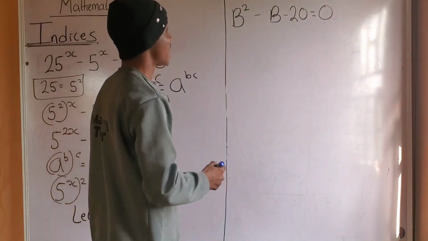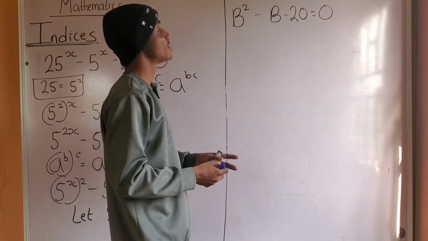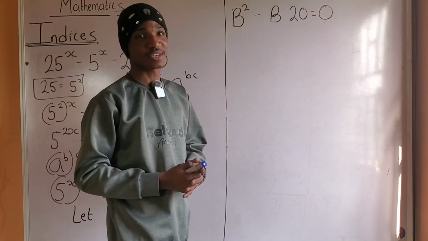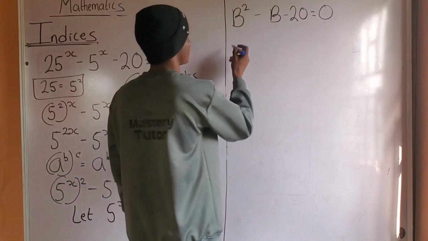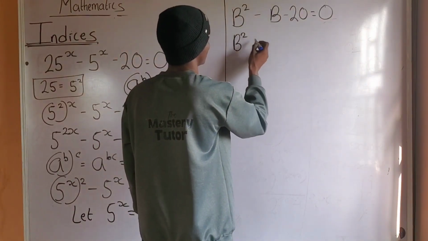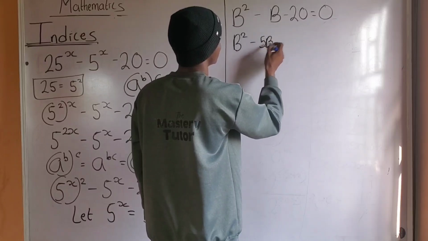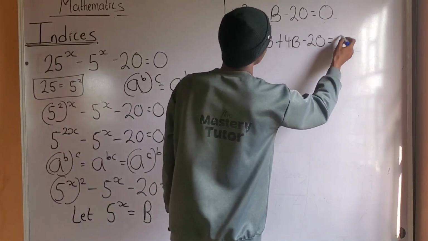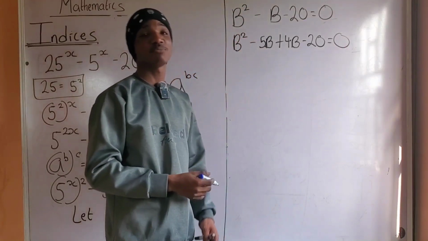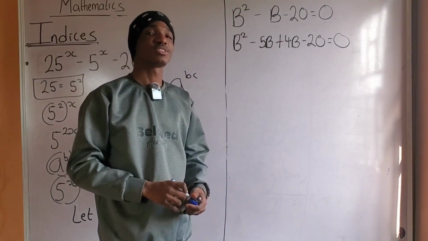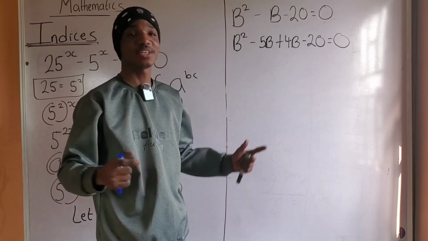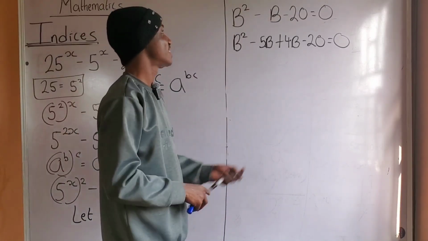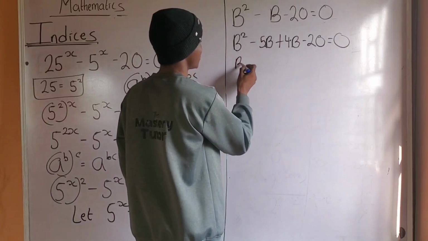Okay? Now, can this equation be factorized? Yes, it can be factorized. I'm going to have b squared minus 5b plus 4b minus 20 equals 0. You want to learn more about quadratic equations? You can check the playlist on this channel. I've done many solutions on how to solve quadratic equations using the factorization method. Okay? So here, let's factorize.